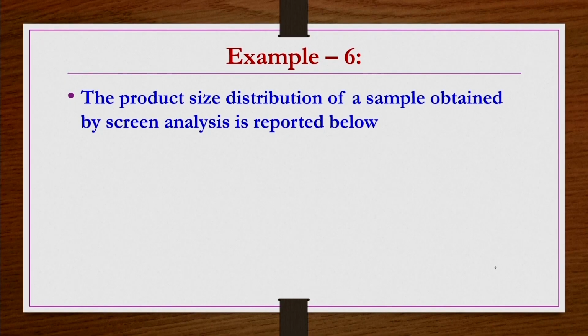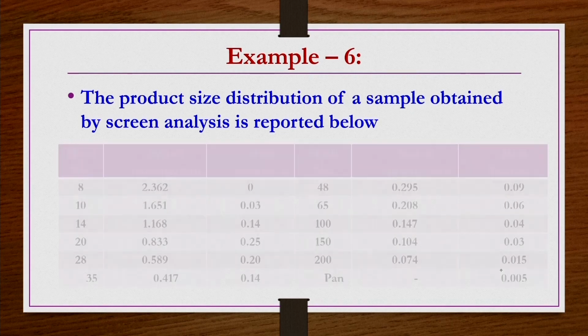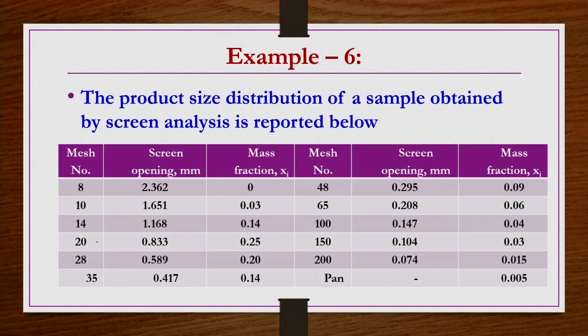This is how we have to solve the problems related to non-uniform mixtures. Now we take another example problem, example 6. Here we see the particle size distribution of a sample obtained by screen analysis given in a table, with mesh numbers 8, 10, 14, 20 and so on, up to 200 and the pan, and their corresponding screen openings in mm are also given along with their mass fractions. Screen analysis has been done using screens between 8 and 200, and the mass retained on each screen has been converted into mass fractions, and they are reported against the individual screen increments.